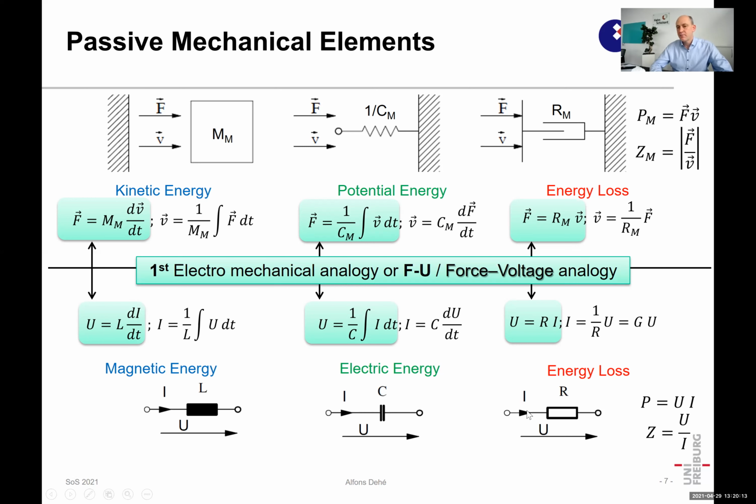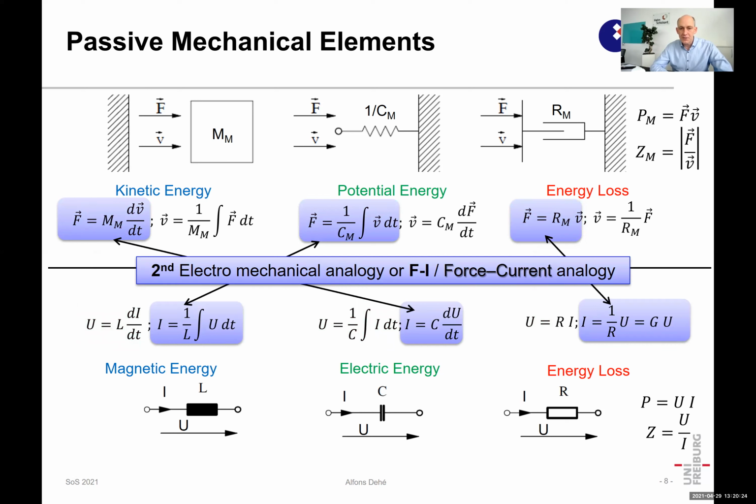Of course, if you look at the equations a little bit deeper, you could also do simple correlations between force and current, and you again find a similar description of formulas. While, for example, you don't look at the resistance, but the inverse, the conductance, for the energy loss domain. So this is an inverted analogy. We call this the second electromechanical analogy, or force-current analogy. And this is valid as well.